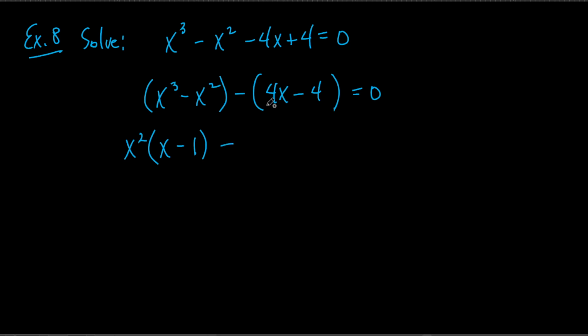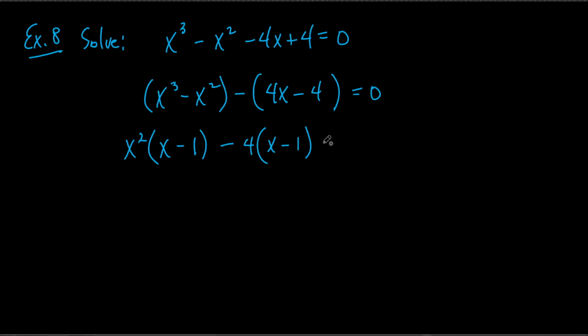Put a minus here. Now, what's in common with these two right here? A 4, so we factor out a 4. Let's find out what's left over. Divide this by a 4, we're left with x. Divide this by a 4, we're left with a 1. Again, let's make sure it works. That's a 4x, and that's a minus 1.